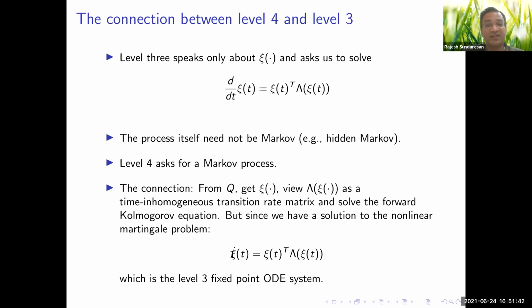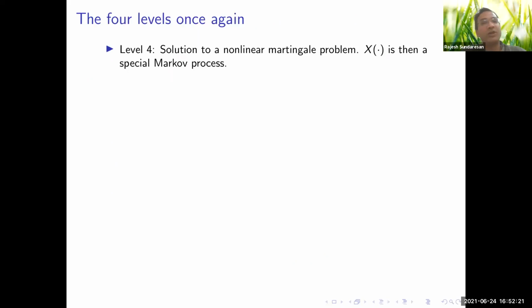the Kolmogorov forward equation for that says that xi dot of t must equal xi of t transpose multiplied by the transition rate matrix. But the transition rate matrix depends on the xi of t. And this equation is the McKean-Vlasov equation. And so that governs the level 3 fixed point. And so the connection between level 4 and level 3 is to project it and see what condition the measure valued flows satisfy. And that connects up level 4 to level 3. So I'll now put down the 4 levels once again.